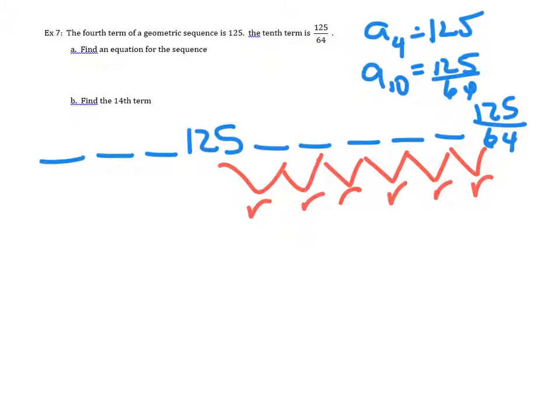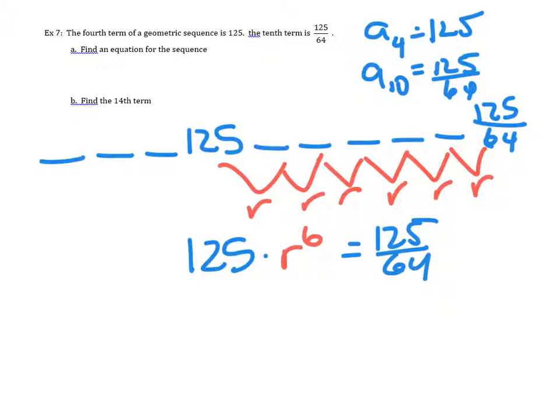So you're really doing 125. Now remember, you're multiplying these r's together. So you're doing r times r times r times r times r times r, which is r to the 6th, and that equals 125 over 64. So your r to the 6th equals 125 over 64 divided by that 125.